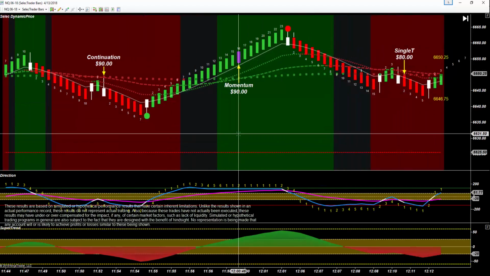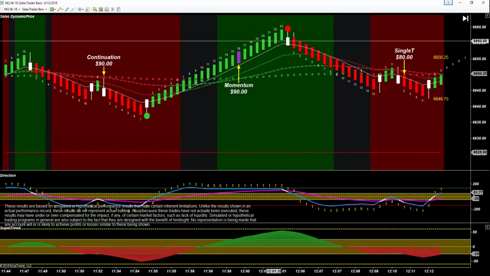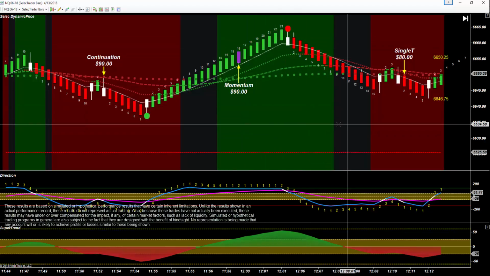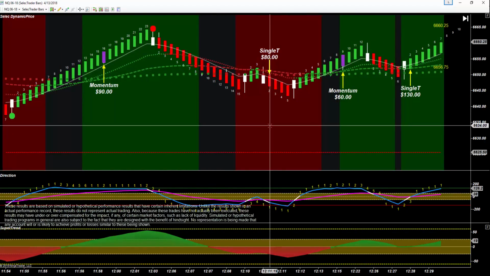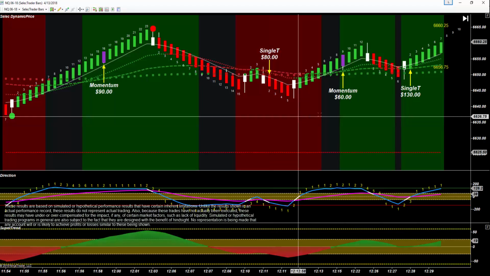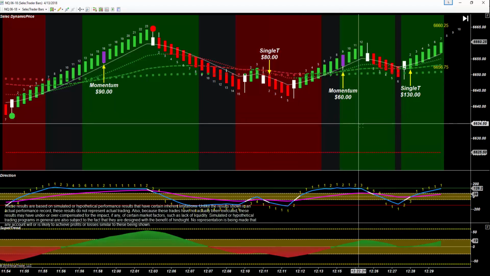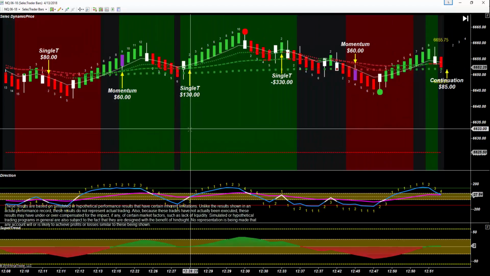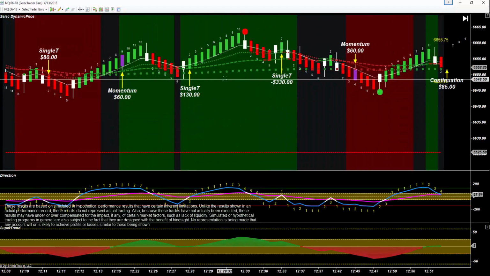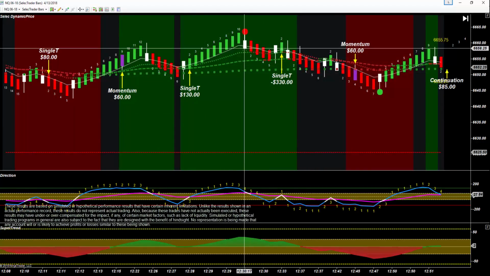Then we have a momentum long at noon. This does hit profit target and grabs a couple extra ticks with the runner as well. We have a single T short at 1211 for profit target, followed by a momentum long at 1221 for a quick profit target. A single T, a nice little 10 bar run after the close of bar 8, will widen to the red DPI price and eventually get stopped out by this turn bar.